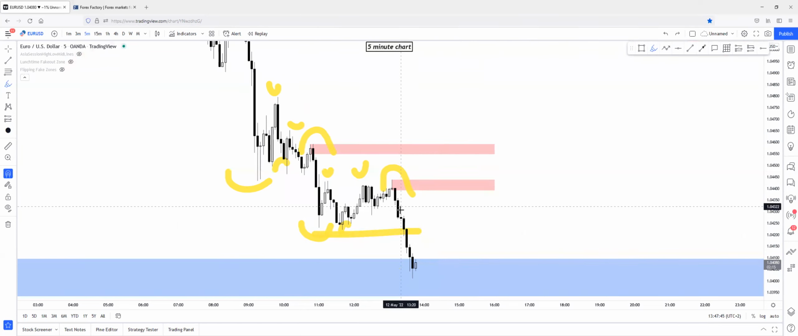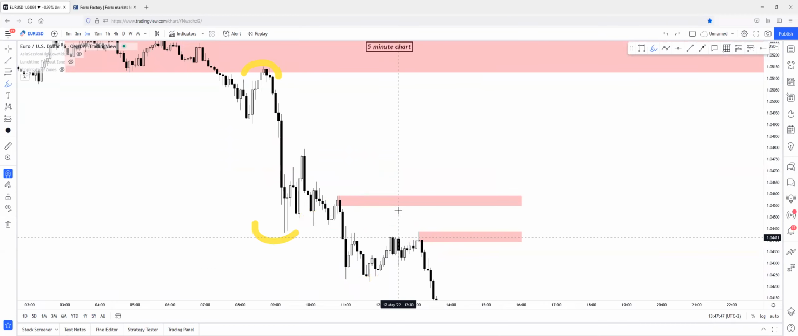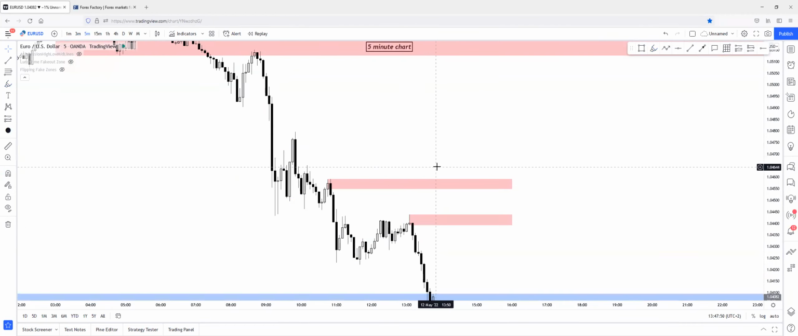Yes, I understand. When I see it on 5 minutes, I didn't see the pullback properly on the 15-minute. I just saw wicks. I didn't understand.